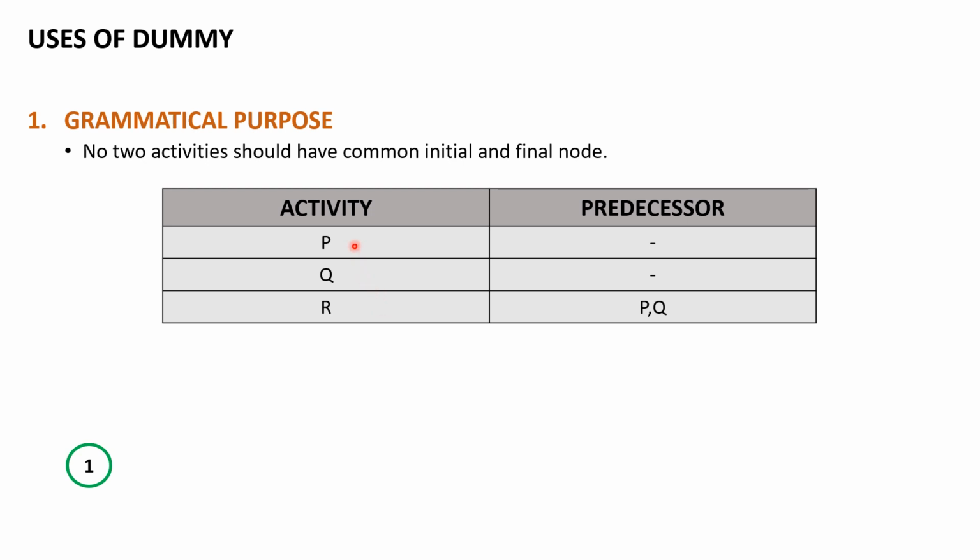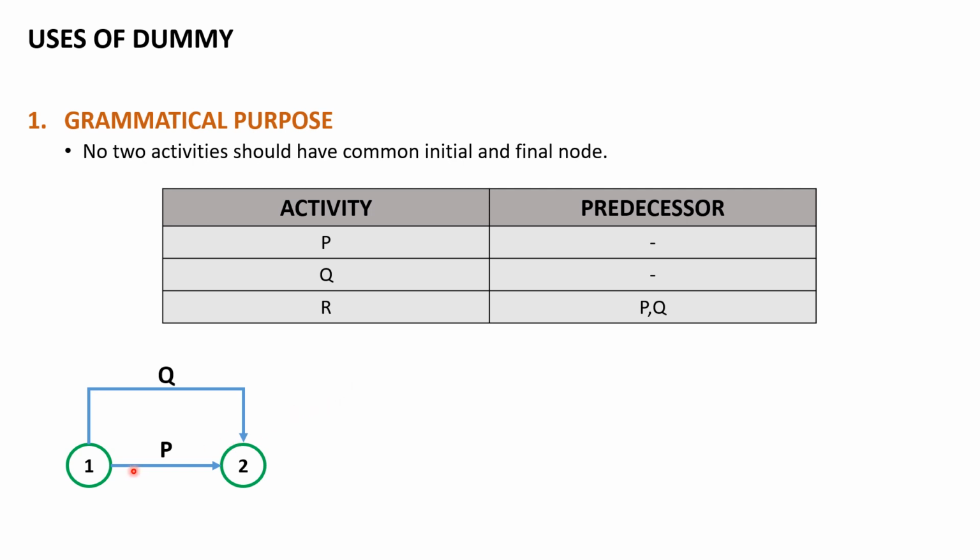Now we can see we have two activities, activity P and activity Q, which have been put up in the table, that do not have any predecessor. That means these two activities, P and Q, are our initial activities. So I'll be drawing activity P and Q over here. We have activity P and we have activity Q.